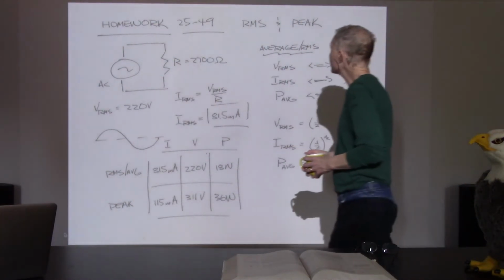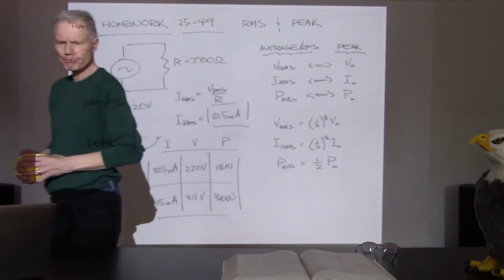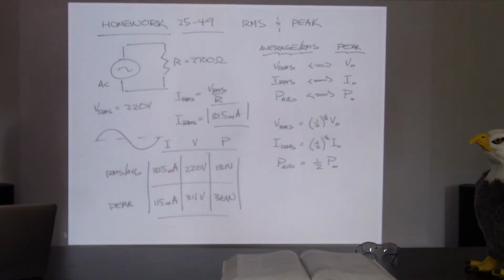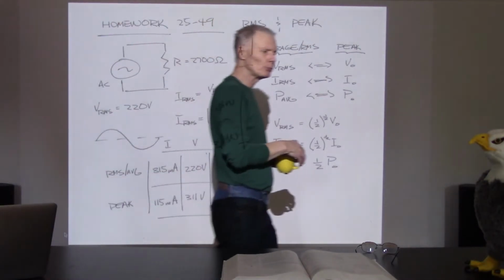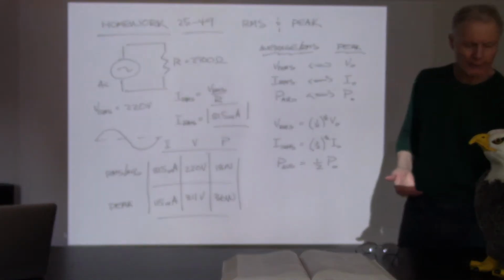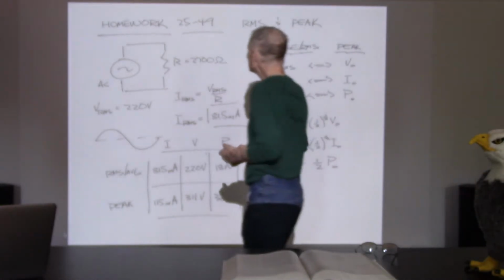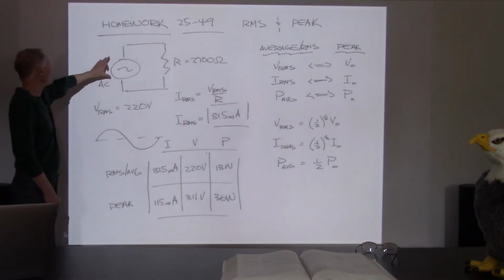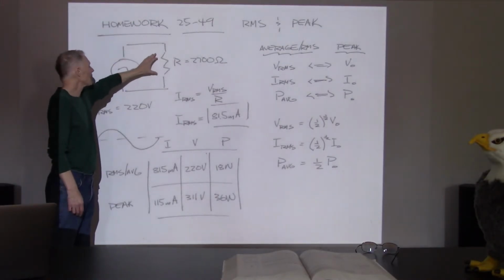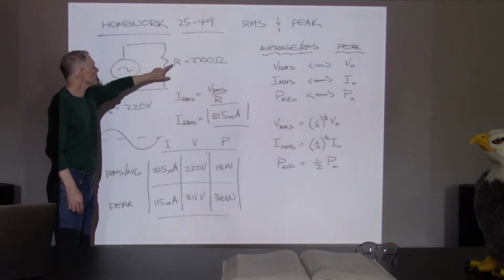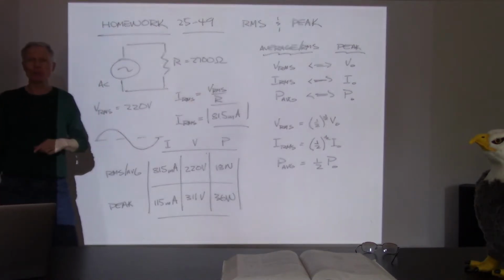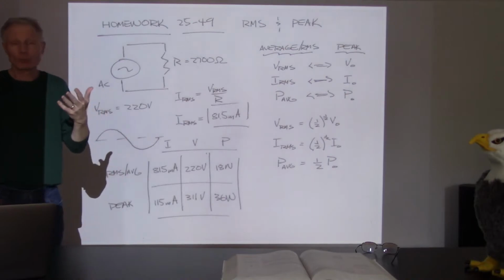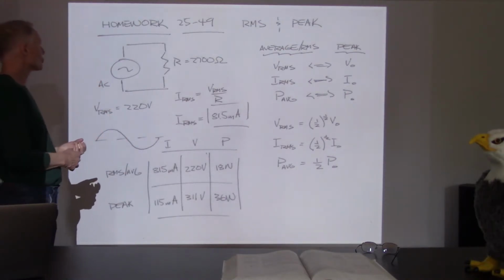But let's take a look at problem 49. Problem 49, still in chapter 25. Now this is a full-blown alternating current AC problem. And it's a pretty straightforward one, I hope. It says we have an AC generator, and we're just going to have one device with a resistance of 2,700 ohms. So I got one resistor in that circuit.